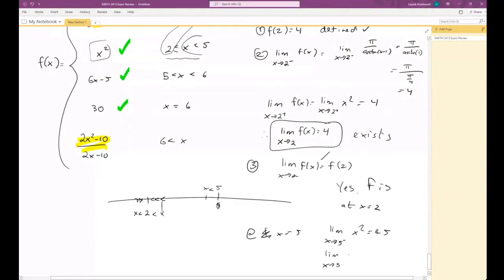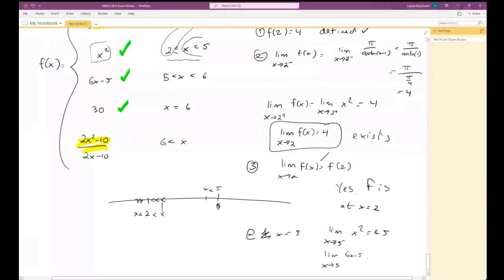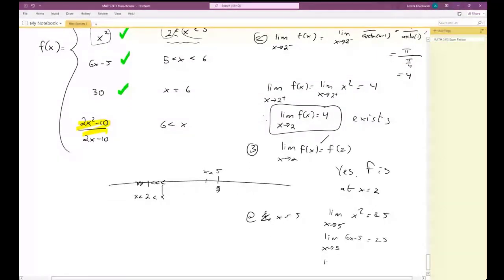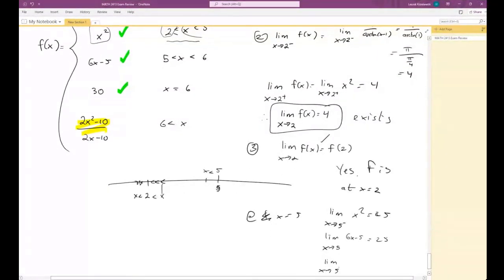Oh, yeah, okay, so this is the kind of quote-unquote cheap trick that I'm talking about, right? So this is 30 minus 5. So the limit exists. The limit from the left and the right are the same. So the limit exists. But they didn't define the function at 5.